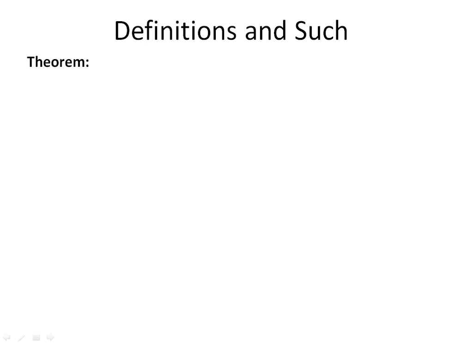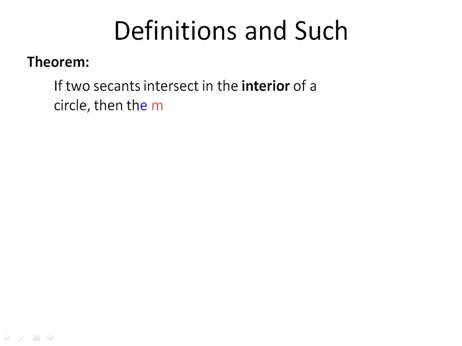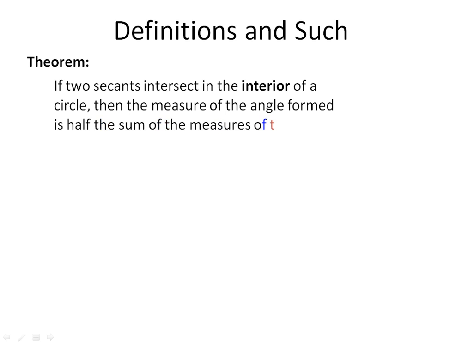Okay, some definitions and things. We have a theorem. The first one here says this. Okay, our theorem says that if 2 secants intersect in the interior of a circle, then the measure of the angle formed is half the sum of the measures of the 2 intercepted arcs.